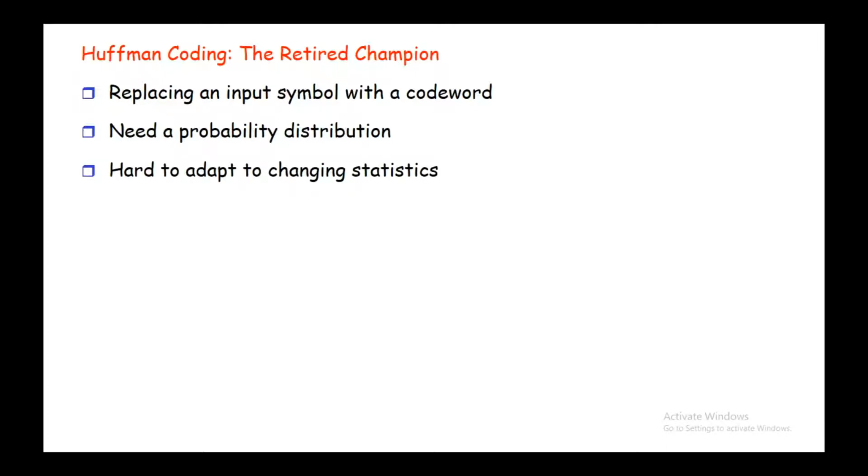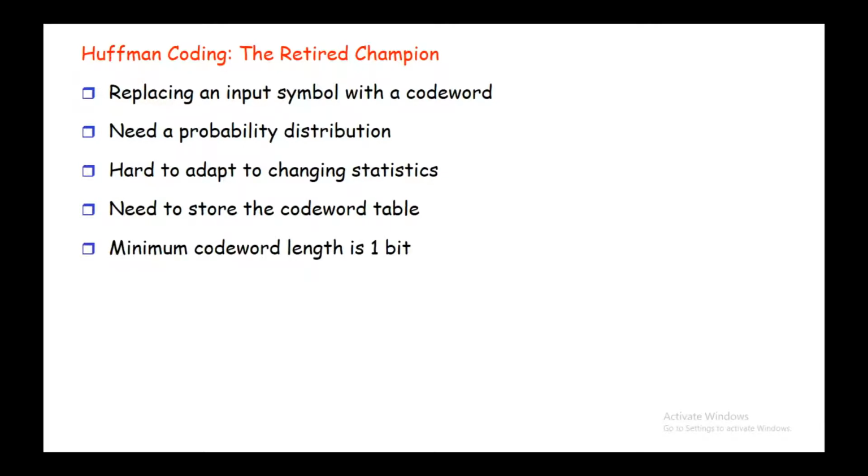We used to say that it is very difficult to adapt to changing statistics. Once I make the probability table, suppose the incoming data contains a symbol I don't find in it, then my entire code will fail. It will not work properly. Also, whenever I do a compression, I need to store the code word table. And the minimum code word length in Huffman coding is 1 bit. So the question is whether we can do compression at less than 1 bit.